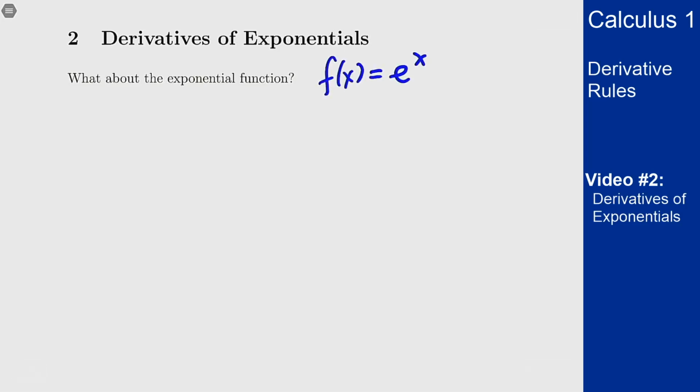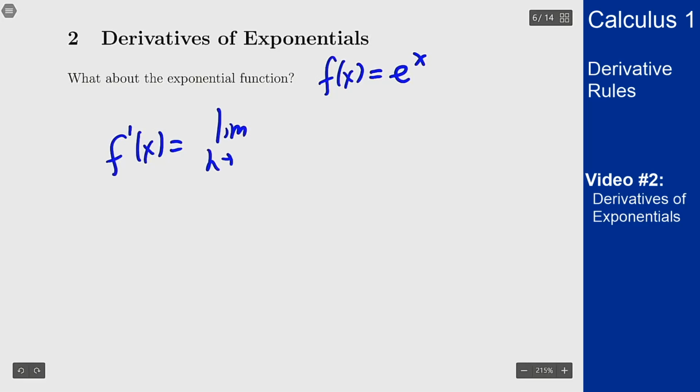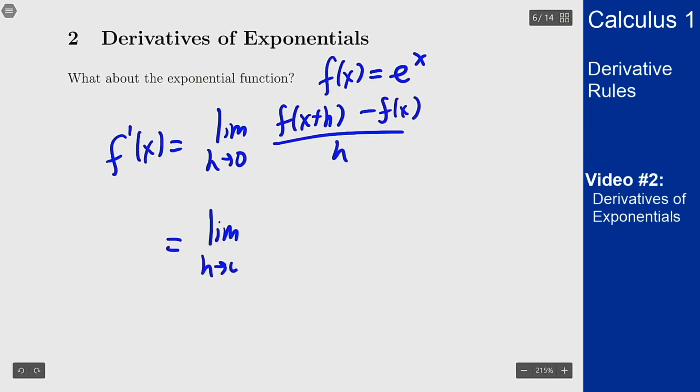How do I do that? Do that from a definition. So the derivative here should be the limit as h goes to 0, f of x plus h minus f of x all over h. We can plug in our function to get e to the x plus h minus e to the x all over h.